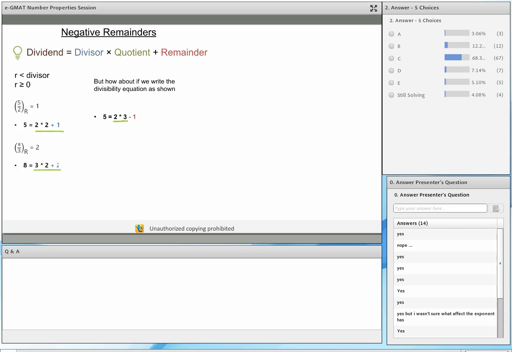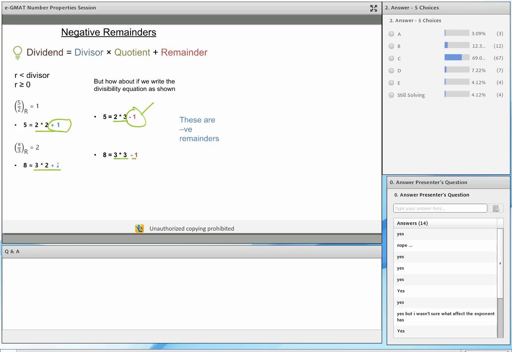6 minus 1, right? Likewise, for 8 divided by 3, what if I wrote the divisibility equation as 3 times 3 minus 1? So here, instead of plus 1, I'm writing minus 1. Why? Because I have chosen to write 5 as 2 times 3 minus 1, 6 minus 1, right? Now, these are what are called negative remainders.